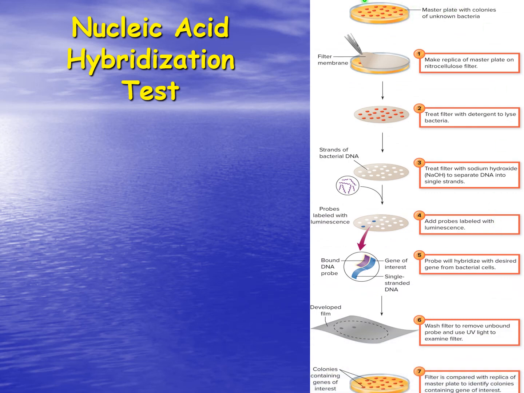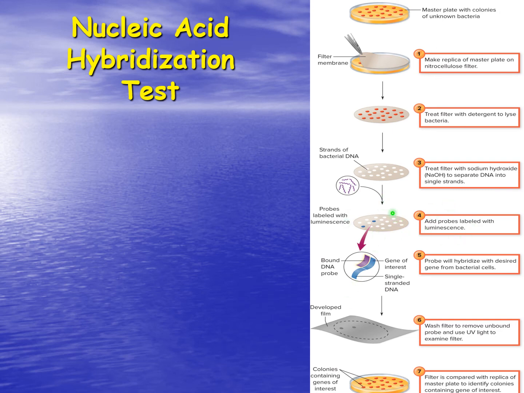We can actually make a master plate with colonies of an unknown bacteria. We then will cover that plate with a filter membrane, picking up pieces of each of the colonies. This then will treat the filter paper with a dye to lyse the bacteria. And so we have strands of bacterial DNA, and we can use different mechanisms to cut that DNA. We treat the filter paper usually with sodium hydroxide to separate the DNA into single strands. Then we add known probes onto the filter paper.